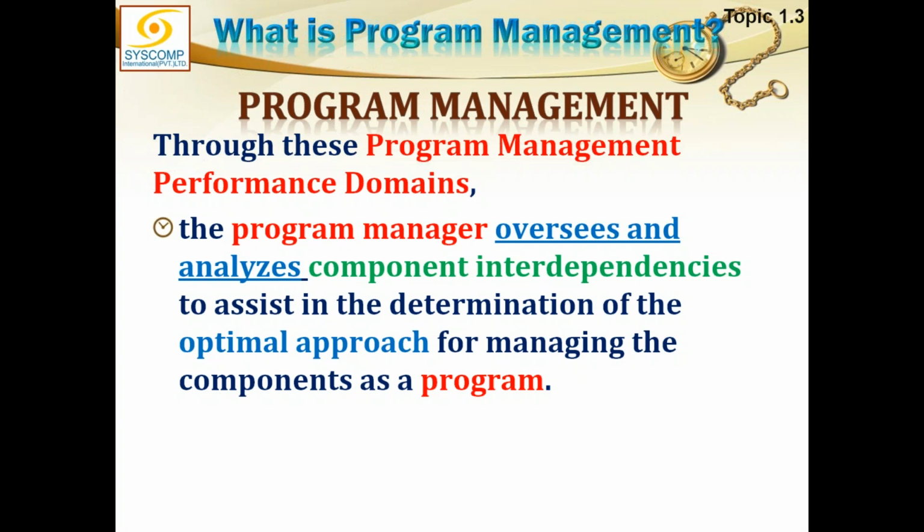How are you going to measure the performance of a program? These are the 5 domains by which you can measure the performance of a program. Although they are specialties, they are not knowledge areas. They are like KPIs. So, through these program management performance domains, the program manager oversees and analyzes component interdependencies, because they are kind of KPIs, to assist in the determination of the optimal approach for managing the components as a program.